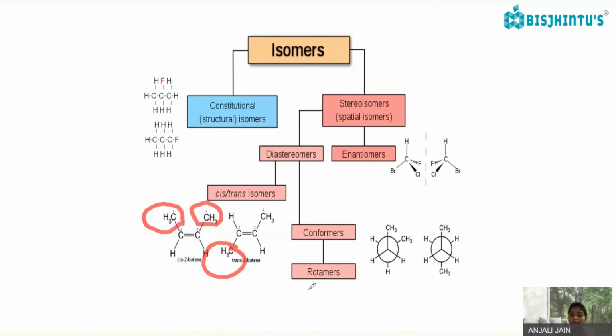Then diastereomers can be conformers and rotamers. Rotamers are like this. This is the chiral carbon, which is attached to four different groups. Enantiomers are non-superimposable mirror images of each other. When you overlap these structures, they will not be able to overlap. Then constitutional isomers or structural isomers, as we look over here with the help of the example. Fluorine is attached to the second position in the first structure, so this will be 2-fluoro, and in the second structure, it is 3-fluoro. So there is a change in the structure. This is what is called structural isomers.